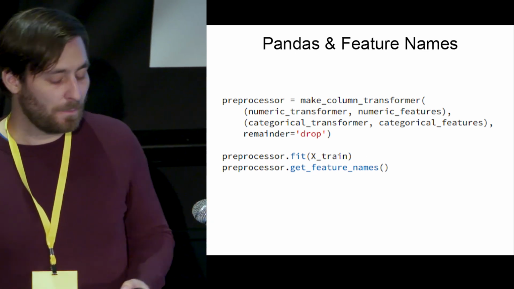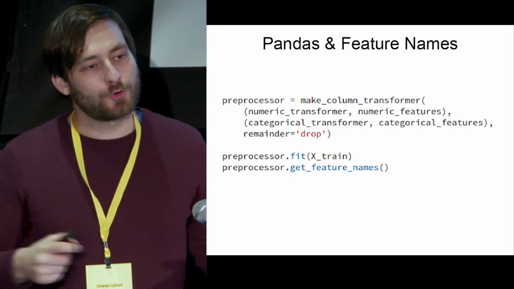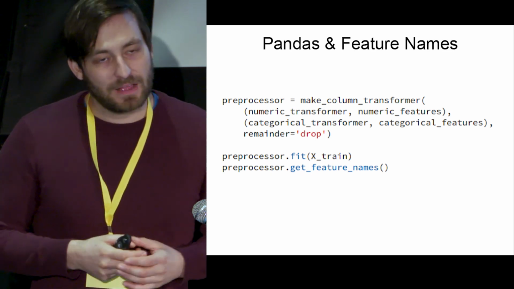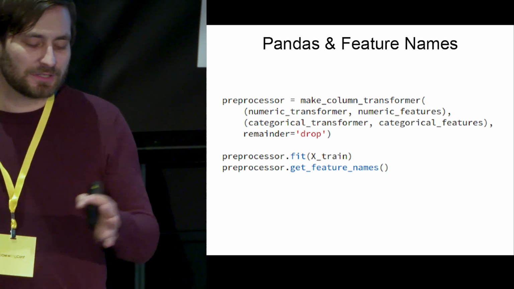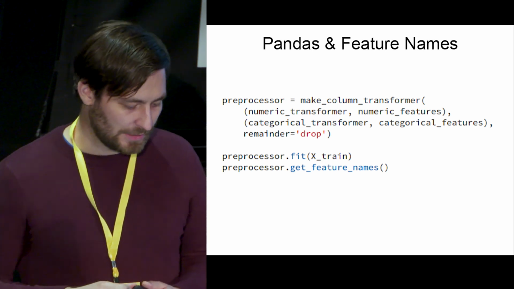Yeah, because right now, basically, this column transformer is very black box, and pipelines similarly are very black box, and it's very hard to see what these different features in the model actually mean.